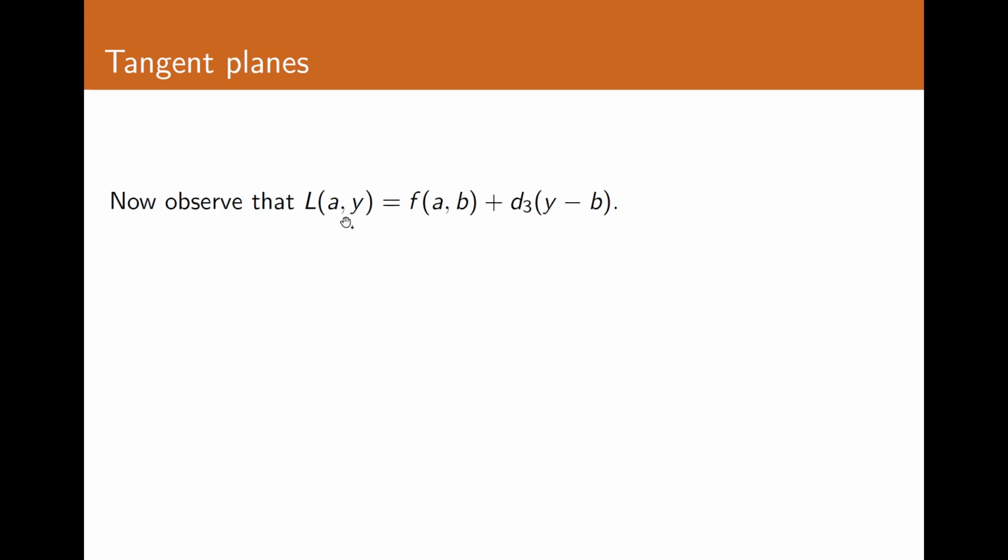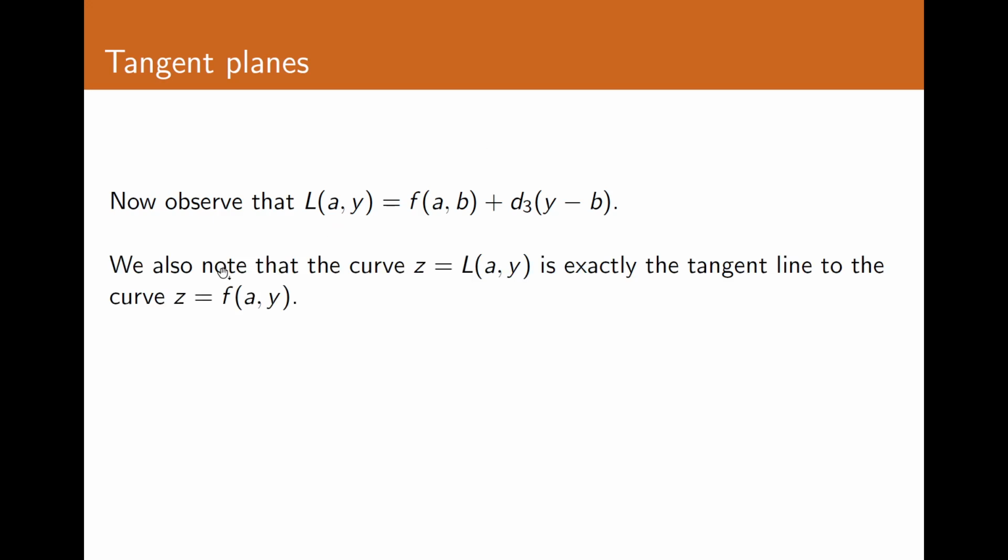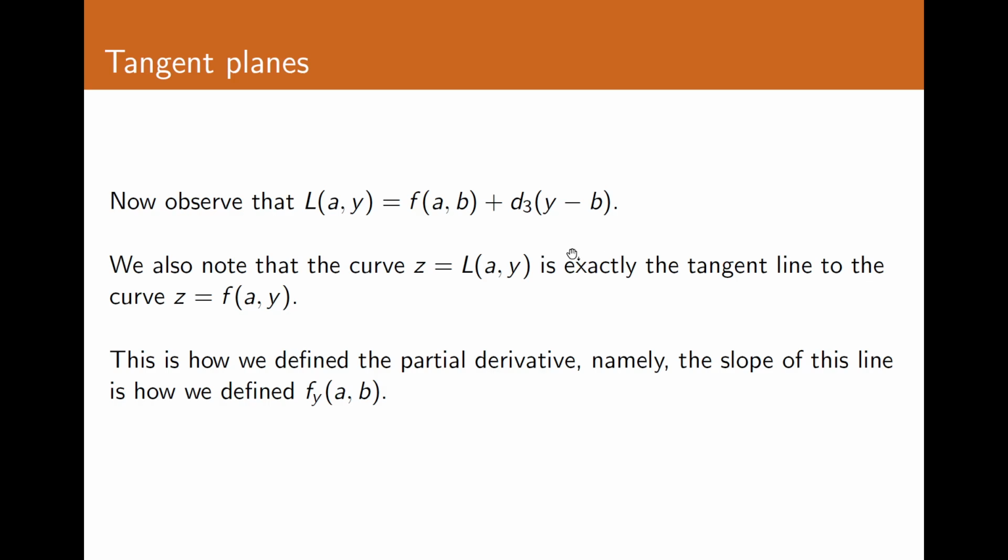So if we plug in x equals a, the d2 times x minus a becomes d2 times a minus a, so that goes away. So I'm left with just this equation here. So this is the equation of a line. So as I just said, the curve z is equal to L of a, y is exactly the tangent line to the curve z is equal to f of a, y. And that's exactly how we define the partial derivative. We said the slope of that tangent line to the curve when we fixed the value was exactly how we define the partial derivative with respect to y at a, b. So using those two things, we see the slope of this line must be the partial derivative, so d3 must be equal to f sub y of a, b.